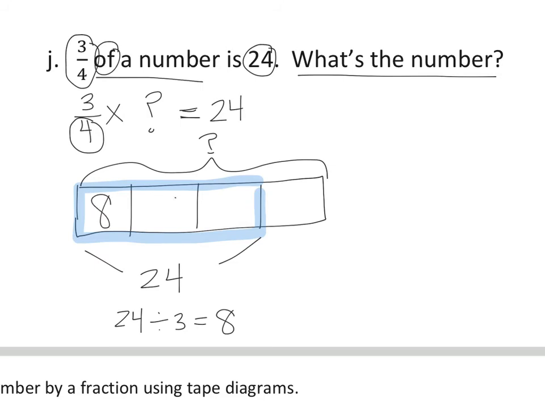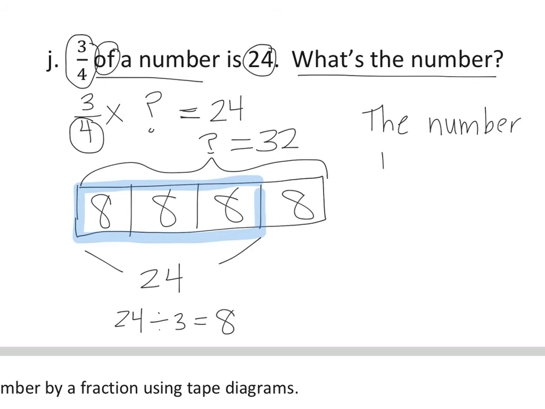So we have 8, 8, 8. And these 8s right here, add them up, give us 24. Add the final 8 in the last box. Now we have 4 eights. If you add these up, the number, the whole, is going to be 32. So let's write our sentence out. The number is 32.